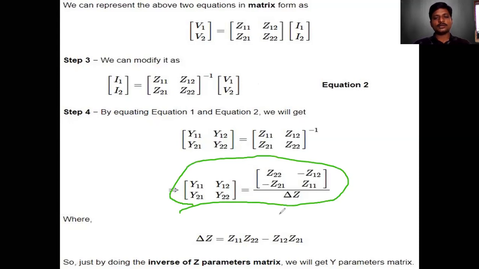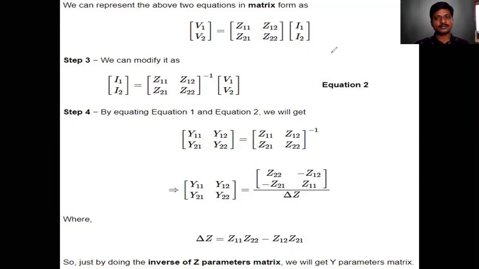So Y11, Y12, Y21 and Y22 are equal to Z22, minus Z12, minus Z21, Z11, divided by delta Z, where delta Z is equal to Z11 into Z22 minus Z12 into Z21. So once you got Z parameters, you can always find Y parameters. Also, you can do vice versa. If you can find Y parameters and you are asked to find Z parameters, you just do the inverse. So Z inverse is equal to Y, or Y inverse is equal to Z.